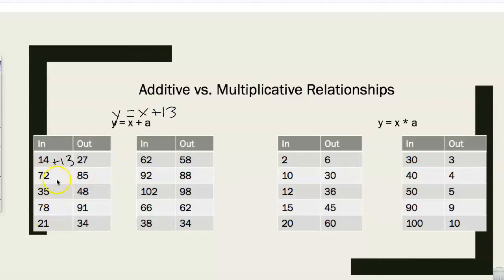Okay, so let's see if that applies to the next one. 72 plus 13 equals 85, so that works as well. 35 plus 13 equals 48, meaning I put a 35 in here, I add a 13, and my function spits out a 48. I put in a 78, add a 13, get a 91, so all these work. And the important thing to see here is if I wanted to plot this on a graph, that's just an ordered pair. This is your x column, all these are x's, all these are y's. So if I wanted to plot that on a graph, that would be 14, 27. That would be 72, 85. You get the drift.